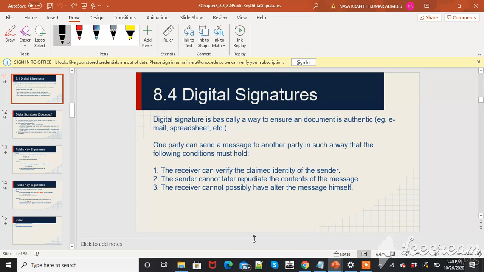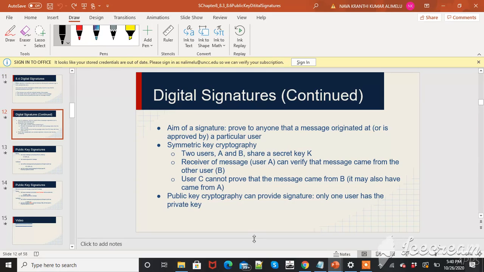In the same way, the receiver cannot change the money that was written in the check. So these are the three basic conditions that should be followed for digital signatures.